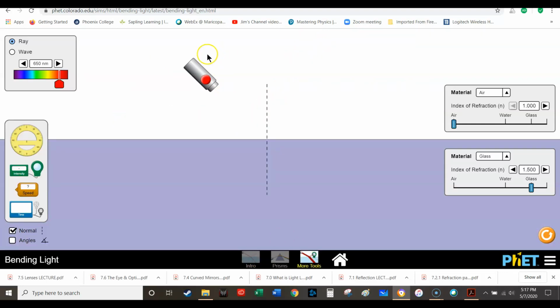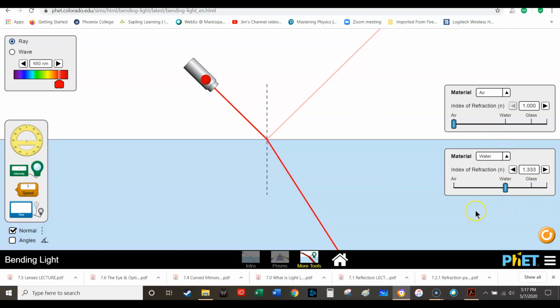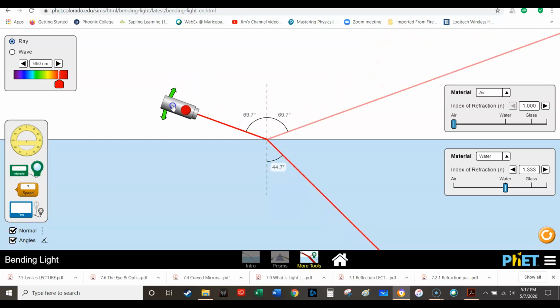Another thing too is the other tools. If you go over here and you turn it on, and we're going to choose water just to be consistent with what we were doing before, I think you could just choose angles right here, and it'll show you the exact angle. Okay. And I think we also have a speedometer too.